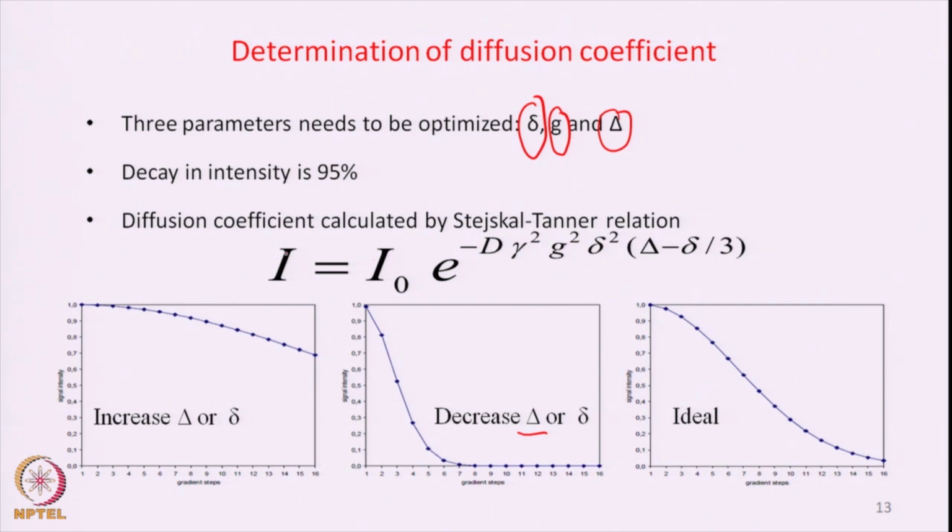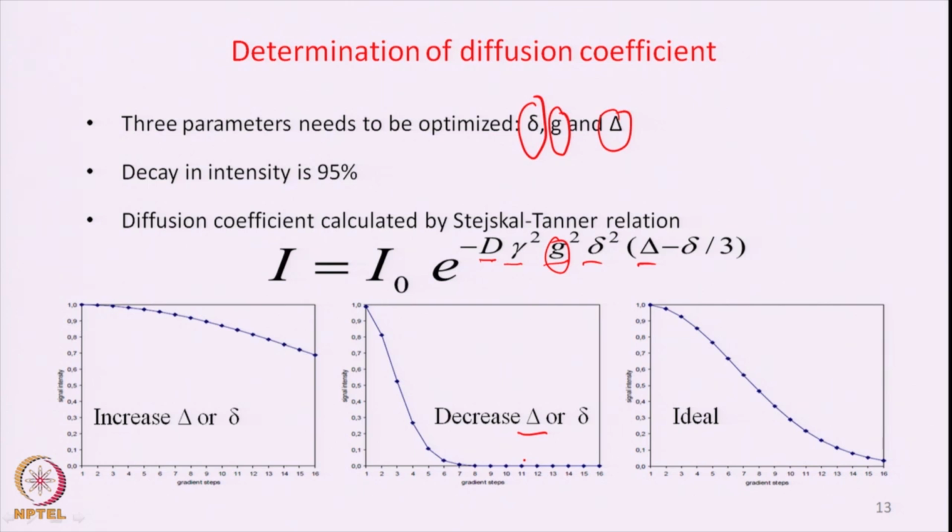Here, I is the intensity at any particular gradient strength, I0 is the intensity without any gradient, D is the diffusivity, this is the gyromagnetic ratio, G is the gradient strength, and small delta and big delta are the time durations that we discussed. If you fit this equation, it will give us the diffusivity.